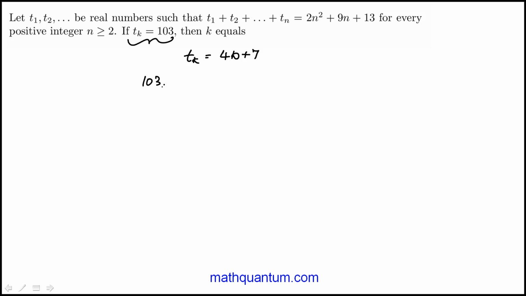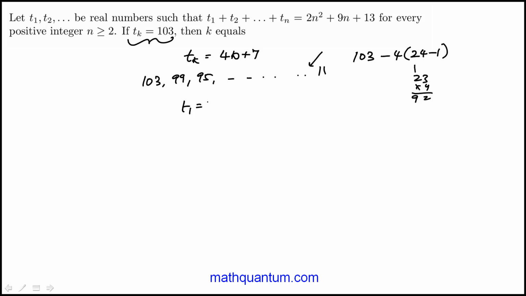So if you go back from 103, then 99, and then 95, and so on and so forth, and we find the first term, I'm going backward. So this would be n minus 1, so that would be 24 minus 1. So 23 times 4 is 92, so that would be 11. That means the first term is 11, second term is 15. If I plug in n equal to 2 in that formula, it should work. And you'll see it doesn't.